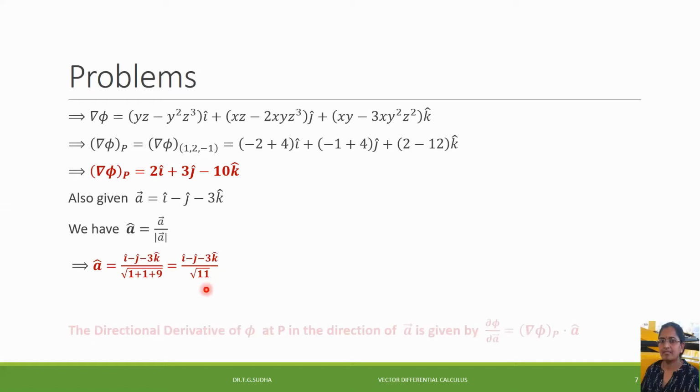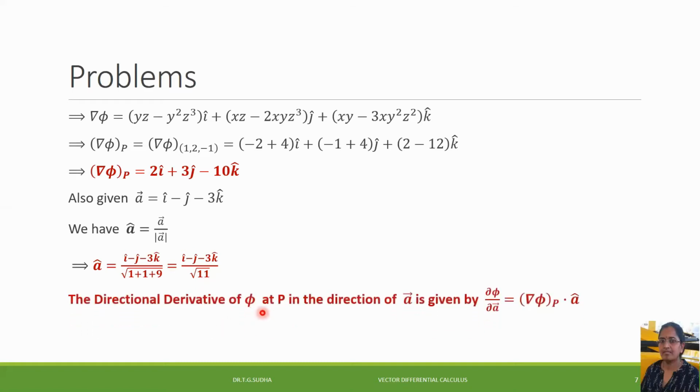Now let us calculate the directional derivative of phi at P in the direction of A, and it is given by del phi at P dot A cap. So let us substitute the values. So del phi is 2i plus 3j minus 10k dot the unit vector A cap, that is i minus j minus 3k divided by root 11. So let us take the dot product of these two vectors.